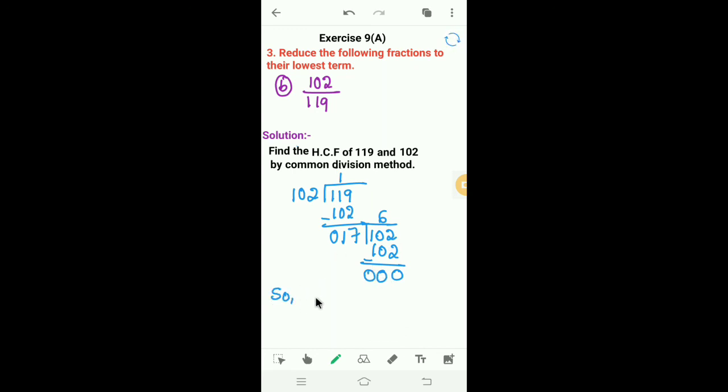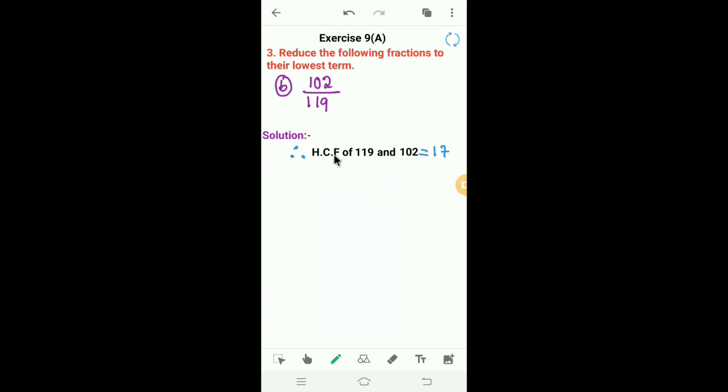So, HCF of 119 and 102 is 17. Therefore, HCF of 119 and 102 is 17.